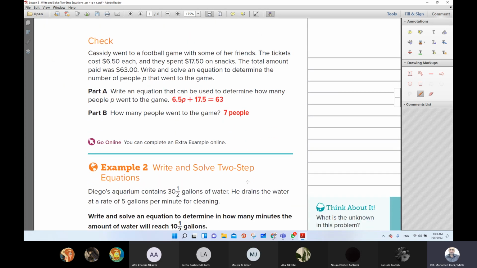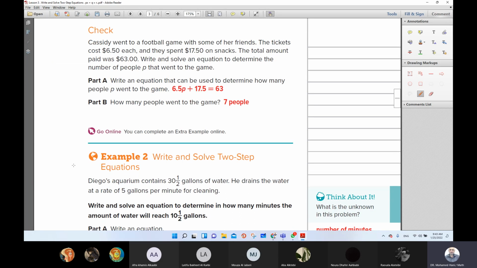In this example, Cassidy went to a football game with some of her friends. The tickets cost $6.50 each, and they spent $17.50 on snacks. The total amount paid was $63. Write and solve an equation to determine the number of people P that went to the game.